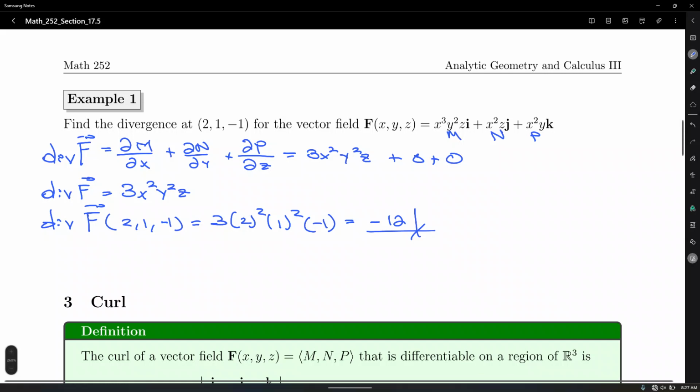Okay, it's negative. Great, but what does that mean anyway? We don't want to just crunch symbols and numbers. I mean, we do a lot of that, but what's the real meaning? This means we have compression, or a sink. So depending on the point of view, compression of an object or of a fluid, or having a sink or a source at the point 2, 1, negative 1. If it were positive, we would have had expansion or a source. If we had gotten 0, it's source free, or the fluid in question is incompressible.